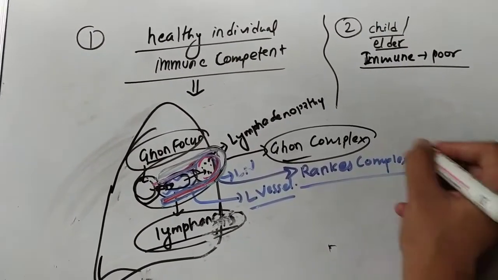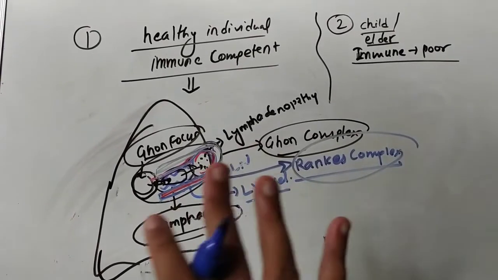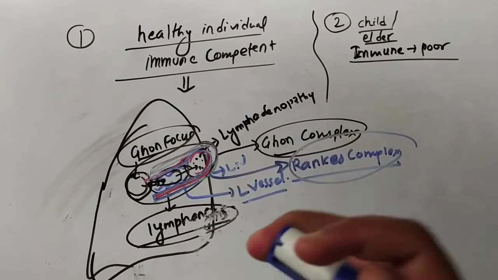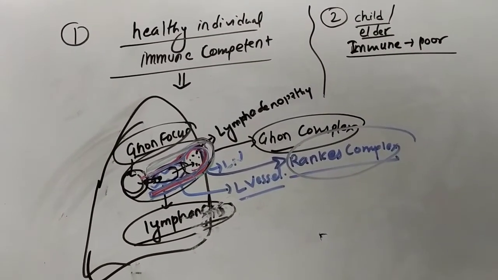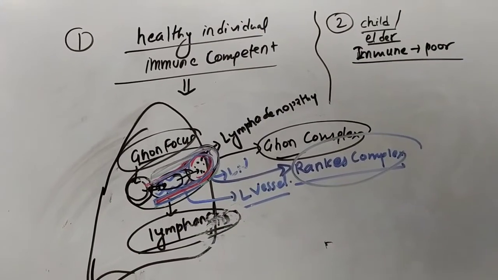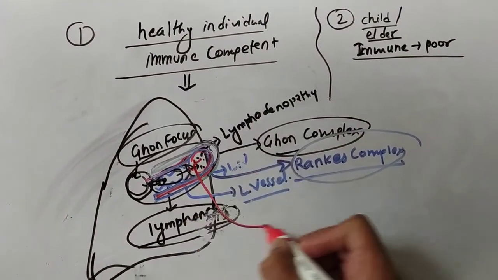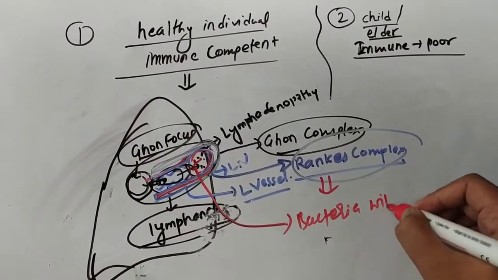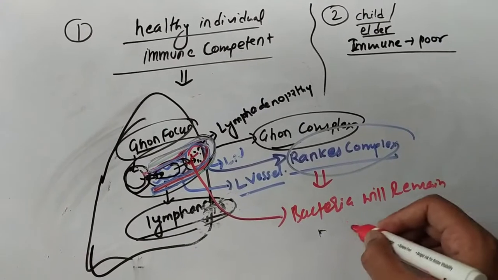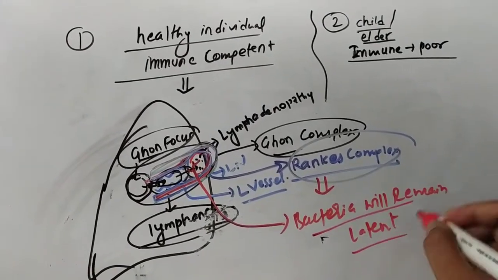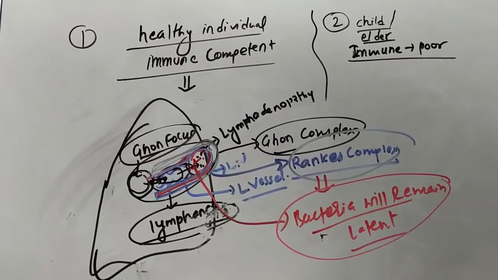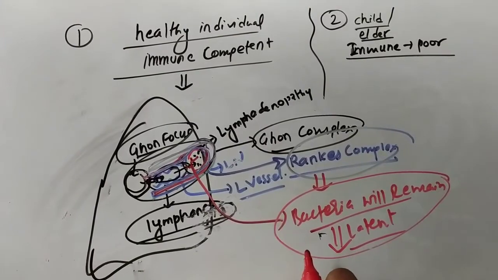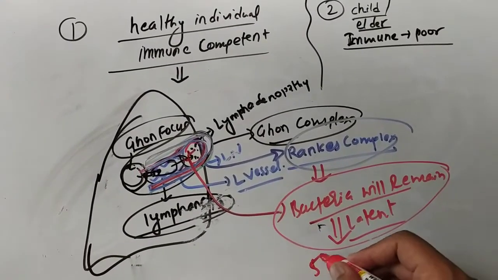So I think you know what is Ranke's complex. Ranke's complex is actually conversion of the ghon complex into a calcified and fibrous wall, and now the bacteria will not go anywhere from this wall, and the bacteria will remain latent in this wall. So in the Ranke's complex, the bacteria will remain latent, and somehow this bacteria can remain viable or can remain alive in this Ranke's complex for almost 5 years.